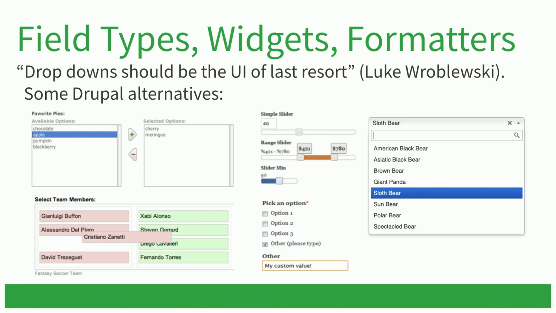And there's just something I saw Luke speak about in UX, talking about drop-downs being the UI of last resort. There's a lot of alternatives in Drupal. So the one all the way on the right is one I've gotten a lot of use out of, which is Chosen. Although I will say, some of the Chosen interfaces have accessibility issues. So test them as you go.